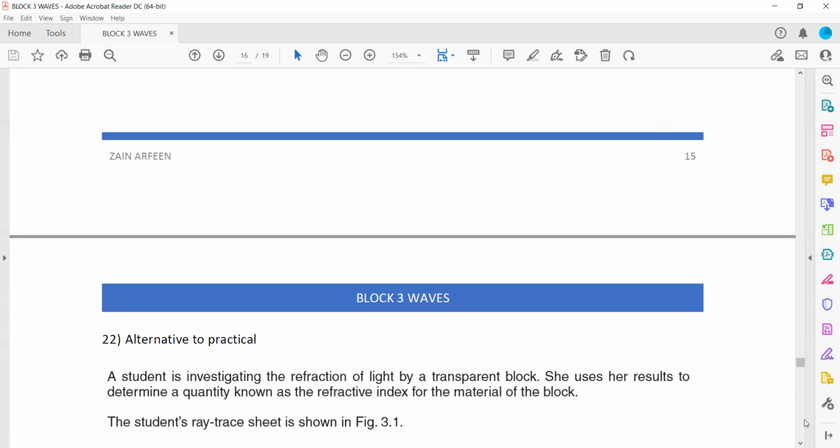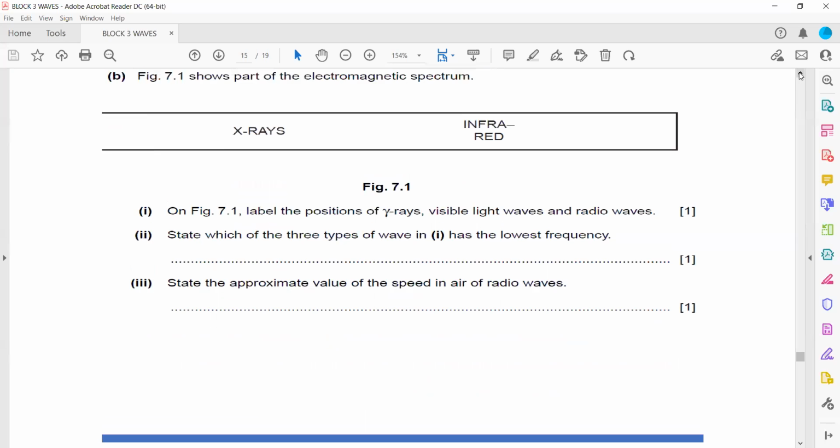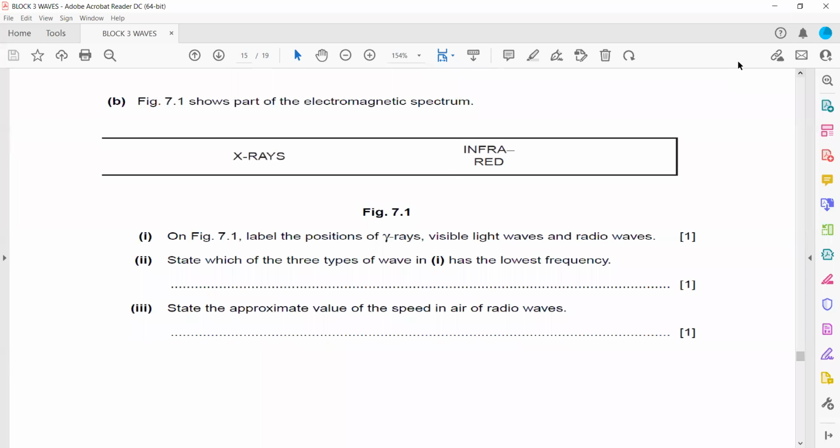Figure 7.1 is an electromagnetic spectrum figure. Label the position of gamma, visible and radio. So before X-rays, we have gamma rays. Between X-ray and infrared, we have visible. And after infrared, we have radio. We just have to label only these three as they ask.